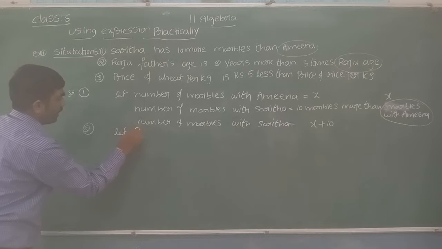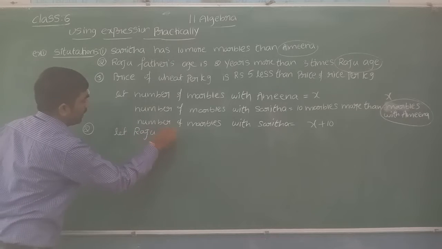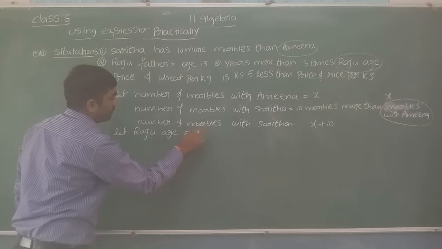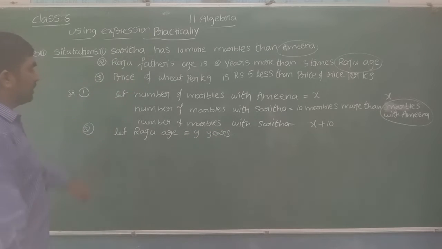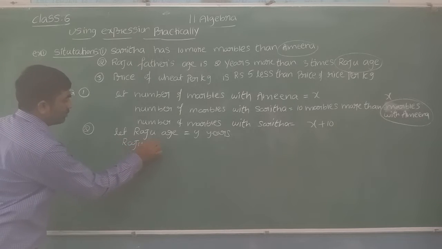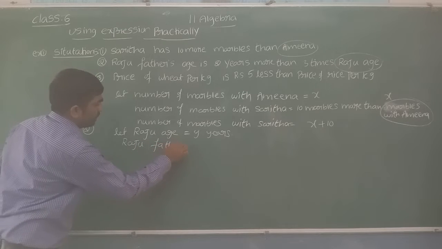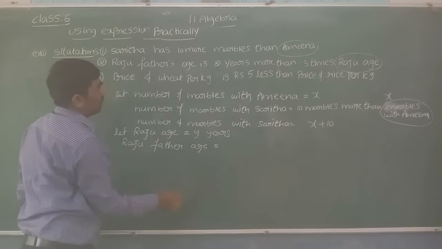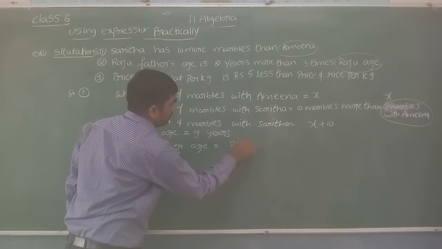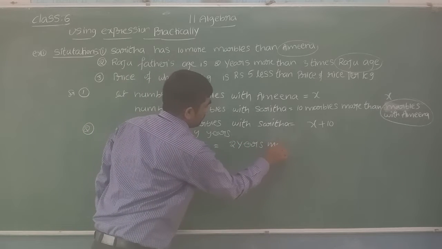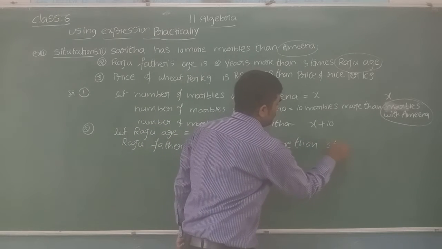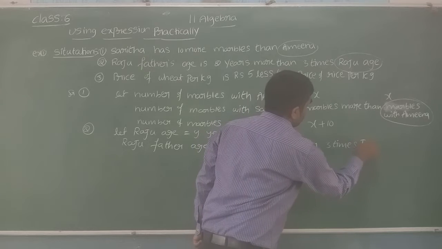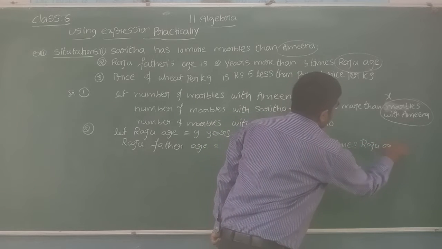Let Raju's age be equal to, we'll take the alphabet, I will write here Y. Now tell me what is his father's age? We can write here: Raju's father's age is equal to what, they say, beta? 2 years more than 3 times Raju's age.